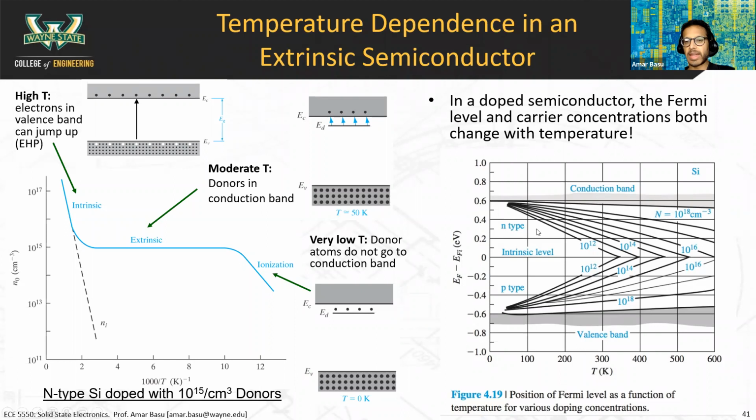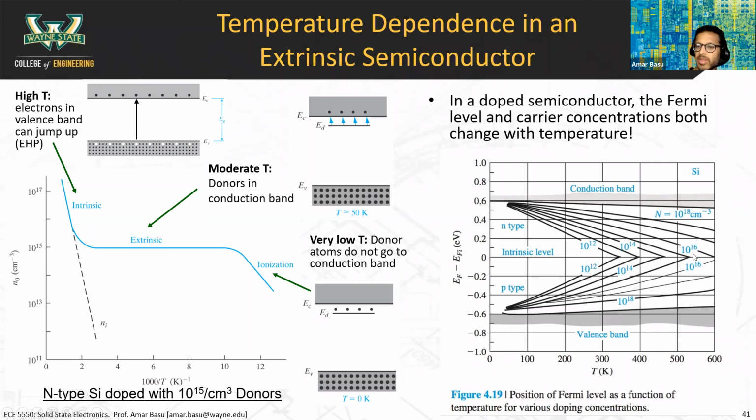So if you have an N-type semiconductor, this graph, just take a look at it at home, because we're already over on class time here. If you have an intrinsic semiconductor, the Fermi level stays in place for all temperatures.